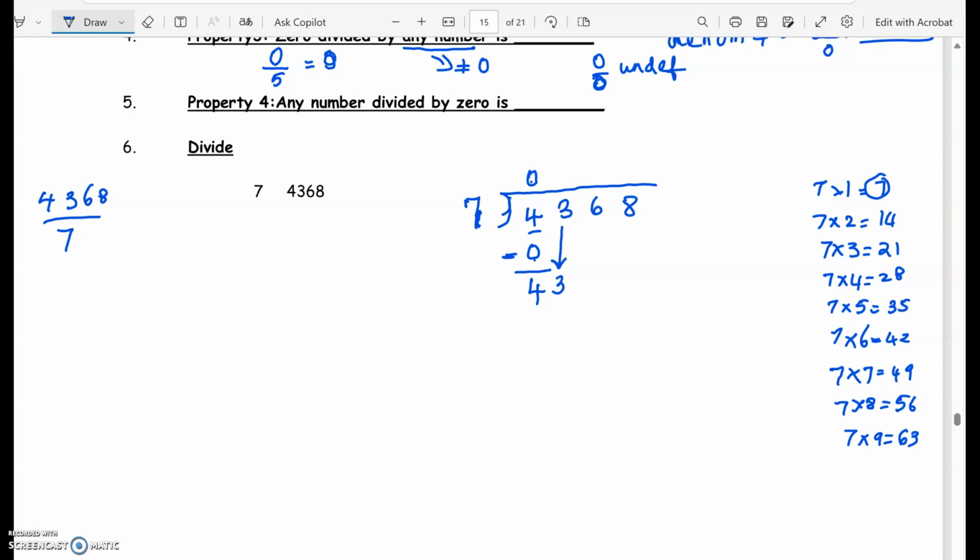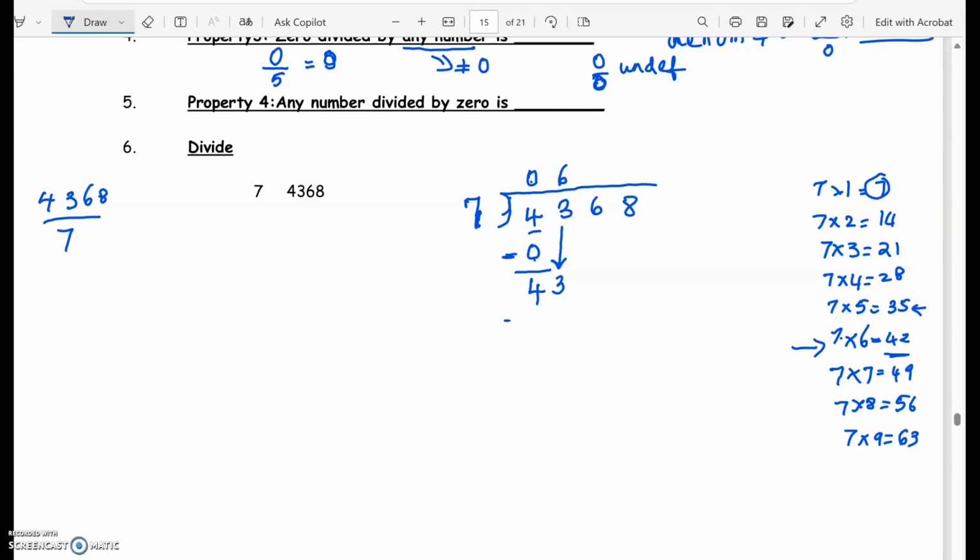Immediately bring the next number down. As soon as you bring the next number down, you have to ask yourself, how many times does 7 go into 43? So look at the 7 times table. 7 times 6 is 42. It's the maximum number of times that 7 goes into 43. For example, you cannot use 35. 7 times 6 is 42. It's closer to 43 than it is to 35. So what is the maximum number of times that 7 goes into 43?